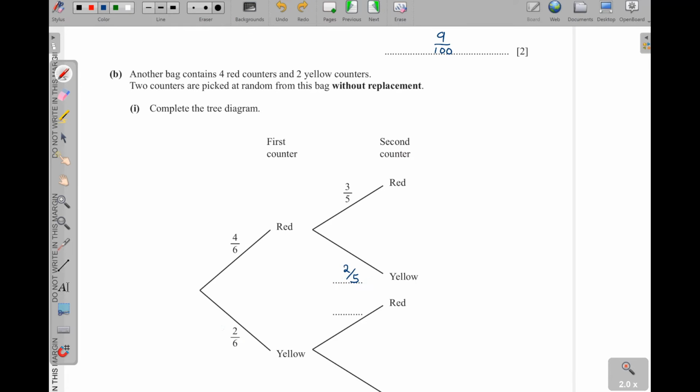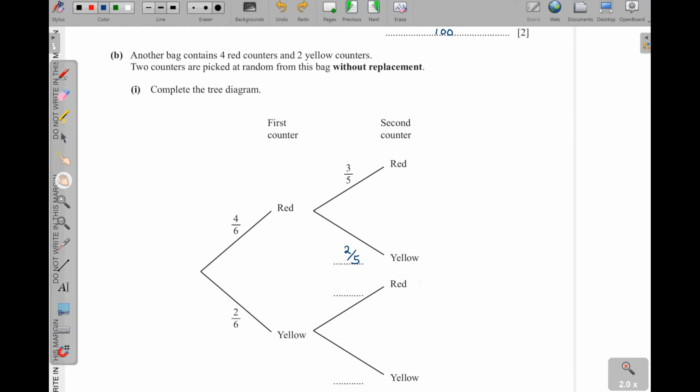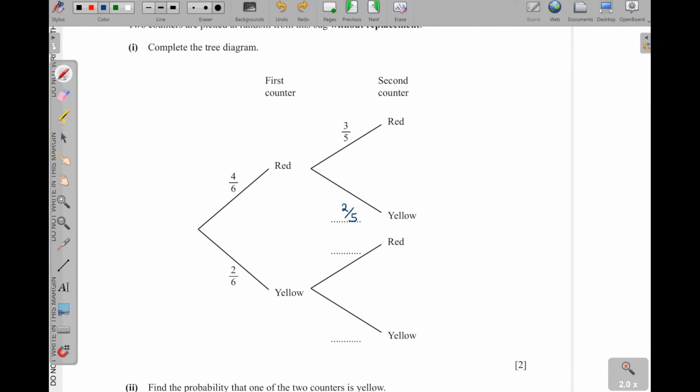See that? If you pick yellow, the next time you pick yellow, the probability of picking yellow is going to be 1 out of the 5. Then this one has to be 4 out of what? 5, because when you add these two, you get what? 1. As simple as that.